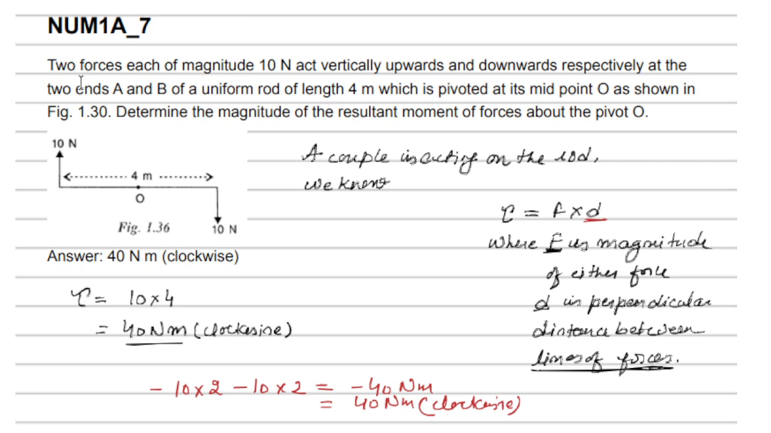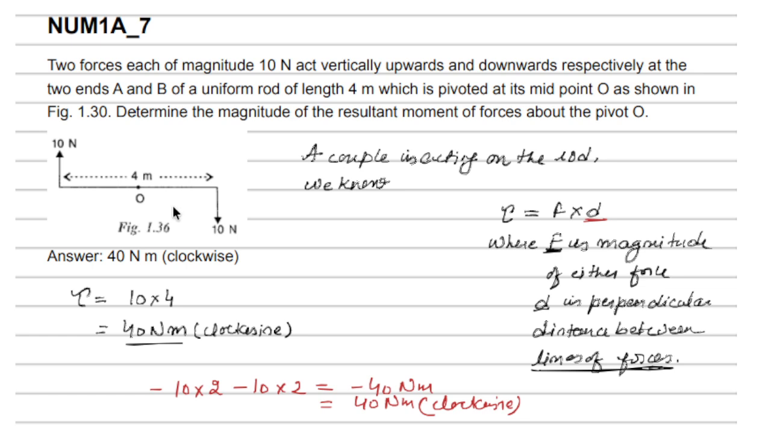Now let's see. Two forces, each of magnitude 10 Newton, act vertically upwards and downwards respectively at two ends A and B of a uniform rod of length 4 meter. This is the 4 meter, 10 Newton and 10 Newton, and which is pivoted at its midpoint. Here it is pivoted. As shown in figure, determine the magnitude and the resultant moment of the forces about the point O. Okay, so we need to calculate.